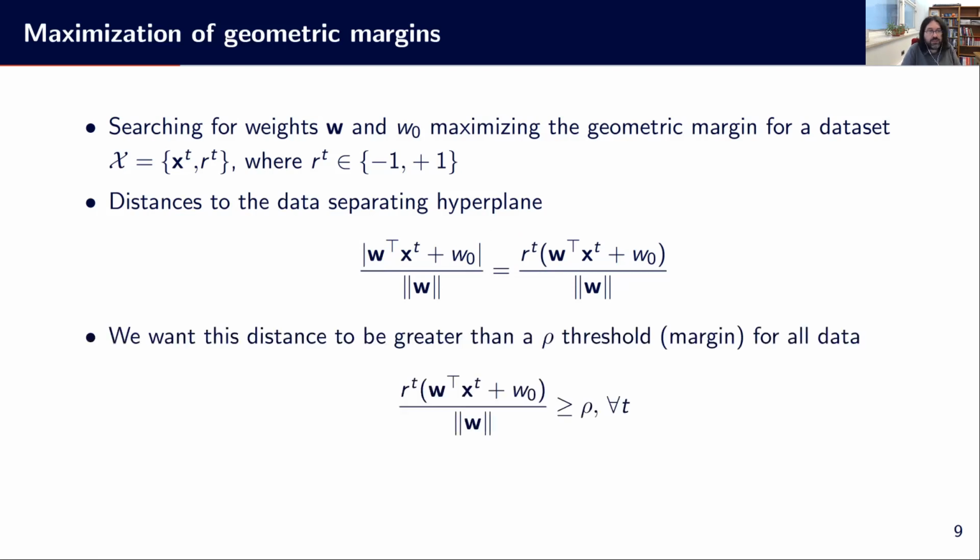And as such, we want this distance to be greater than some threshold, which is called rho here, corresponding to our margin. So we want all samples to be outside that margin. We want RT multiplied by H of x, which is developed here as W transpose xt plus W0, all divided by the norm of W, to be greater than rho. This is the distance from the sample to the separating hyperplane, and we want all samples to be at least at a distance rho from that frontier. This is the margin, and this is what we want to maximize.